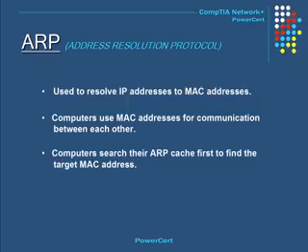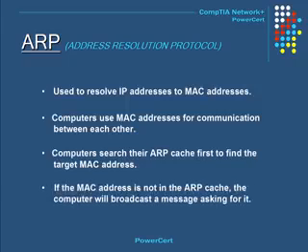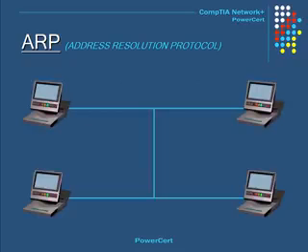Now if it doesn't, it will send out a broadcast message out on the network asking which computer has the IP address. And the computer that has the matching IP address will respond back informing that it has the IP it's looking for. Then the original computer will ask for their MAC address, and then once it receives it, the communication will take place between the two. Now let's go ahead and see a demonstration of this.